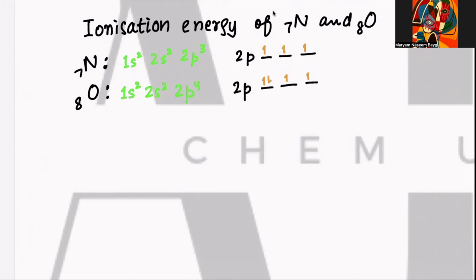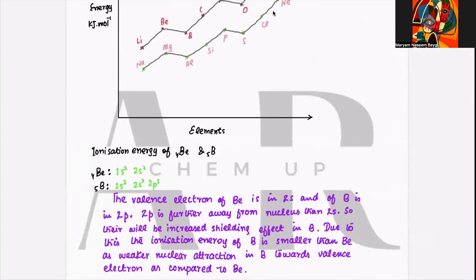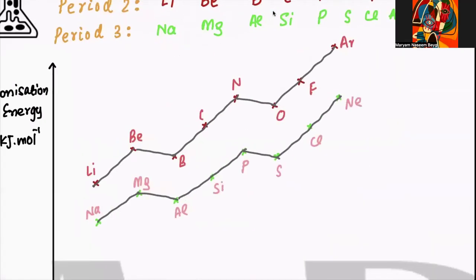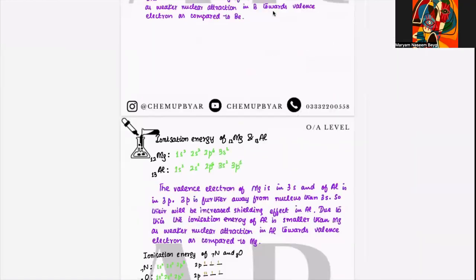Sir, so oxygen has a higher ionization energy? No, oxygen has a lower ionization energy, isn't it? That's what we have discussed in the data. From the data, that's what we have plotted. Now I'm going to explain to you why.